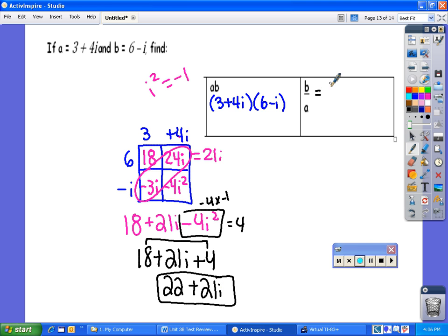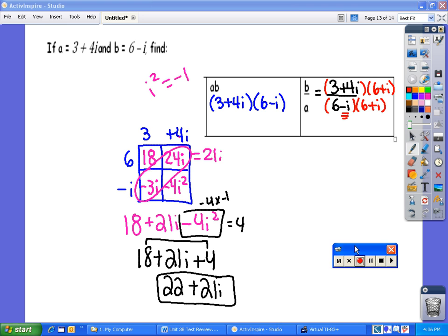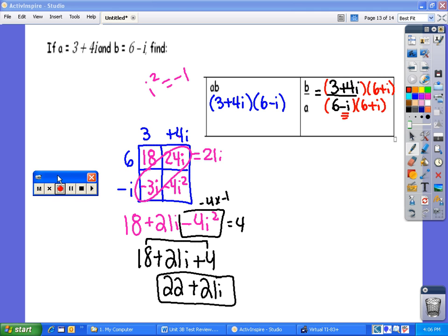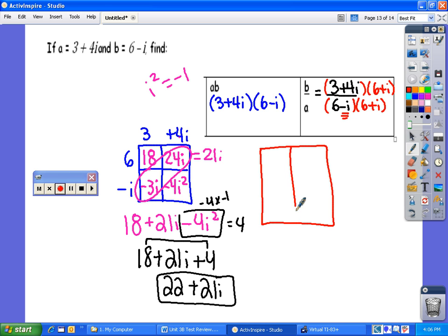Alright, the next one is division. You know with division you're not allowed to have i's in the denominator, so you multiply by the conjugate. And the conjugate is always the opposite sign of the i in the denominator. So you're going to wind up having 2 boxes here. First box is for the numerator.